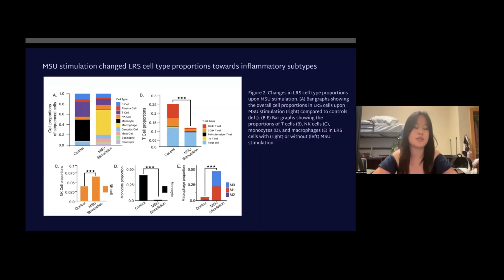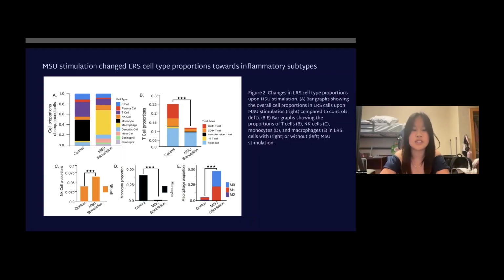The first graph is really similar to the table previously, and you can see, color-coded, all the different cell types that were impacted after MSU stimulation. There was a significant increase in macrophages after MSU stimulation and a significant decrease in monocytes.